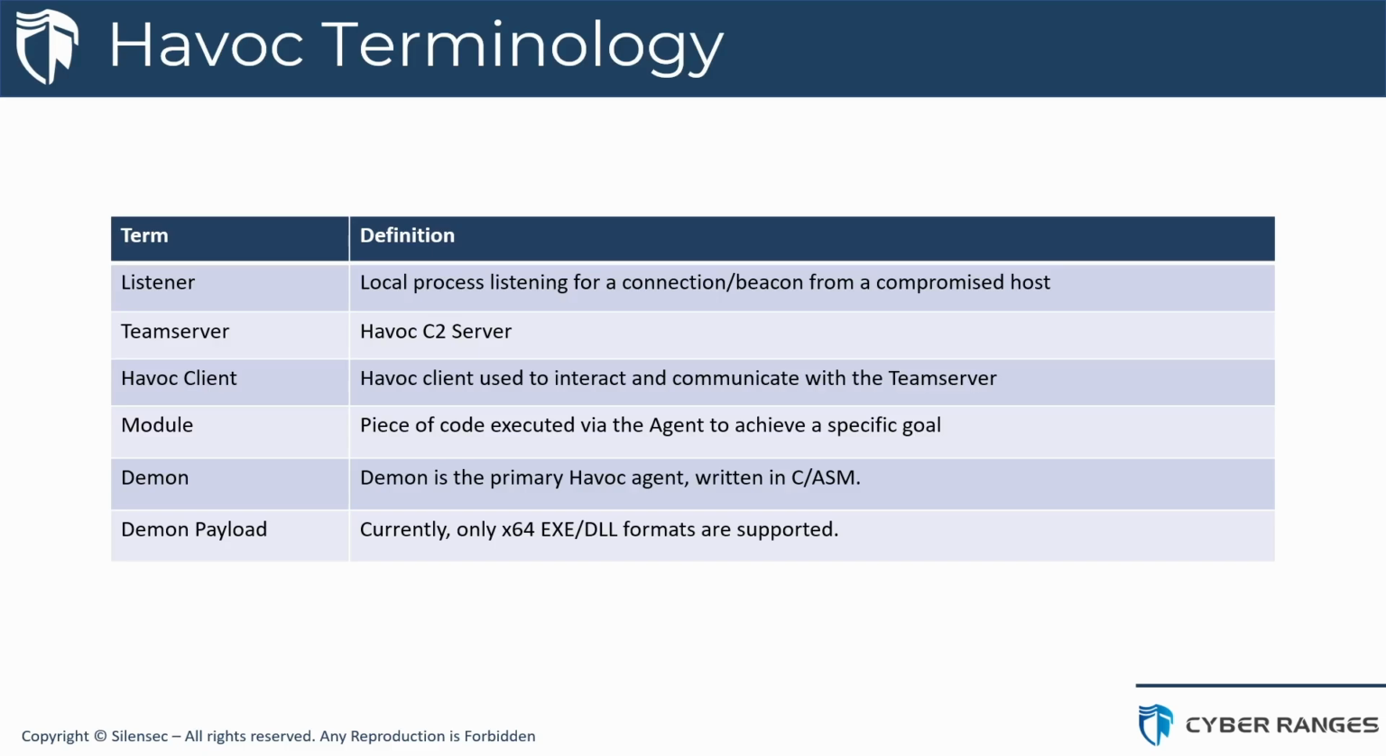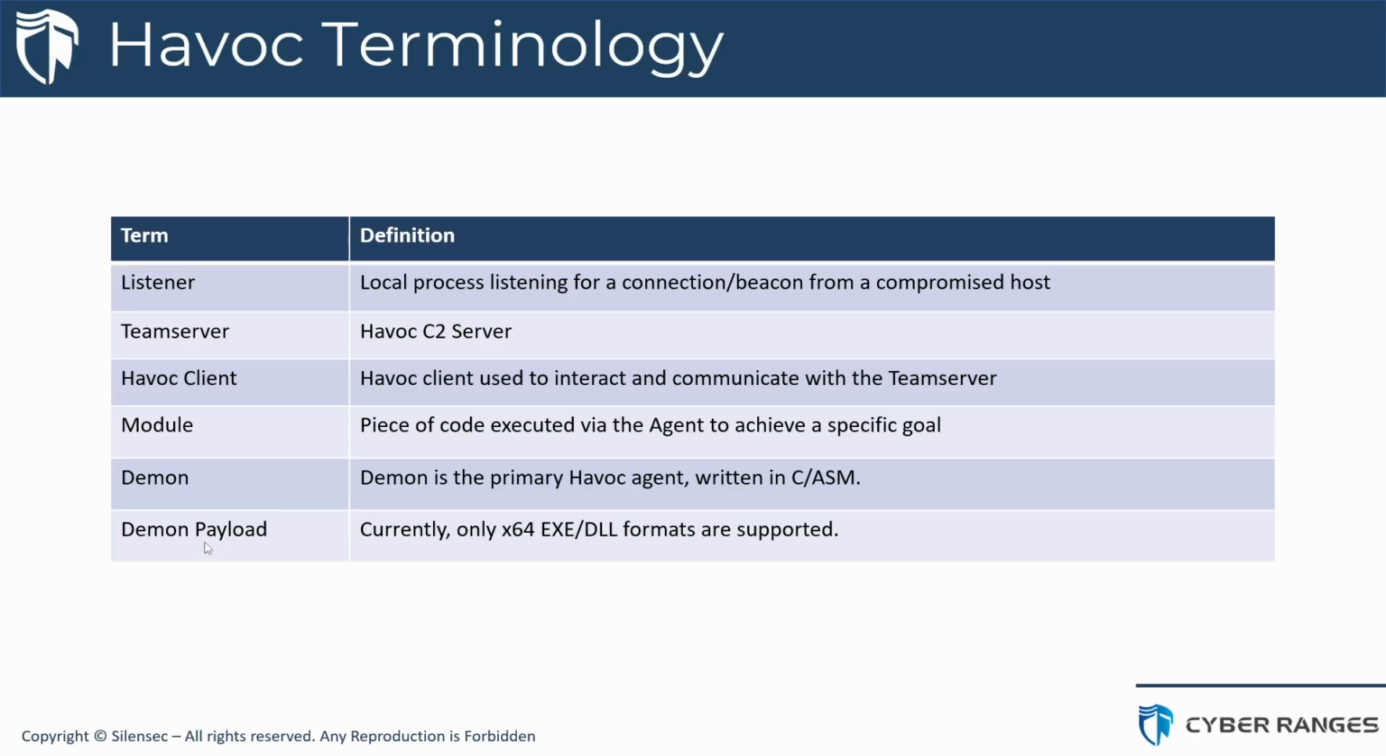What this means is that Havoc also supports multi-user operation, which means if you are part of a large red team, you can all utilize the client to connect to a centralized server and then execute operations that way. You also have modules. Modules are a piece of code executed via the agent to achieve a specific goal. You also have the daemon. This is very important. The daemon is the primary Havoc agent, and it's written in C and ASM.